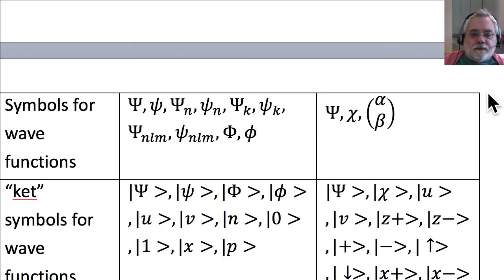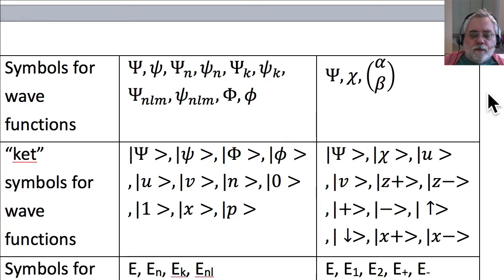Now there are some other symbols, and we will use them. I'll explain them more later, but they are called kets, or ket symbols. A ket is a vertical bar, a label, and then a right angle bracket. The combination is called a ket. Ket comes from the last half of the word bracket.